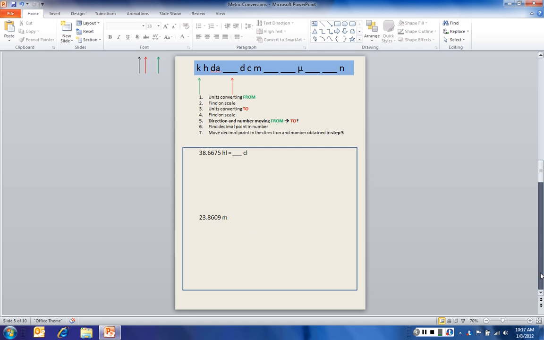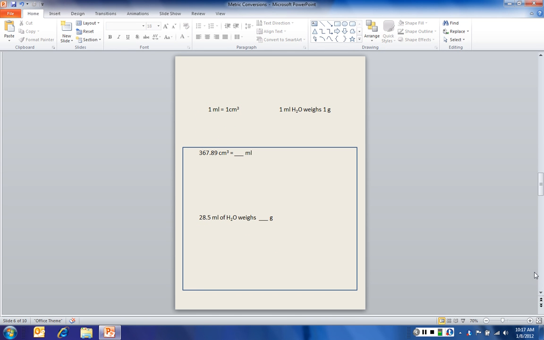Okay. All right, a couple other quick things about the metric units or metric system. It has some unique properties. In the metric system, there's a direct correlation between a volume measurement, 1 milliliter, and a linear measurement, a cubic centimeter. 1 milliliter is equal to 1 cubic centimeter. So down below, something that has a volume of 367.89 cubic centimeters has a liquid volume of 367.89 milliliters, right? 1 to 1, very simple. Also in the metric system, 1 ml of pure water weighs 1 gram. So, real simple, 28.5 mLs of water weighs 28.5 grams.